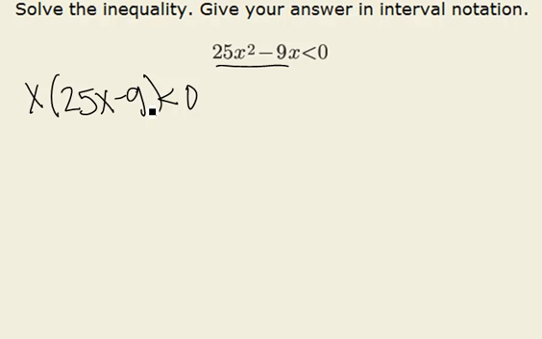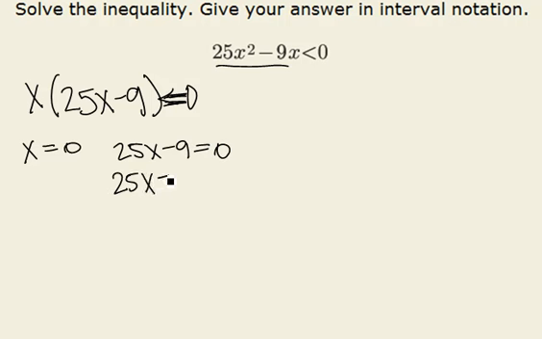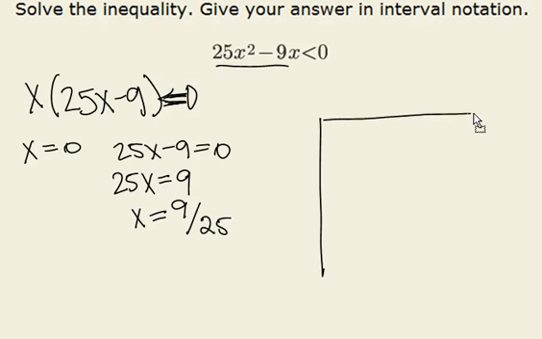So now we're going to actually say that this is equal to 0 in order to find the critical points. So either x equals 0 or 25x minus 9 equals 0, which would mean 25x equals 9 and x equals 9 over 25.